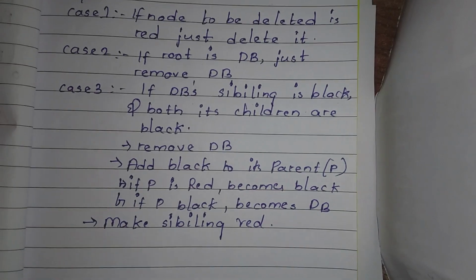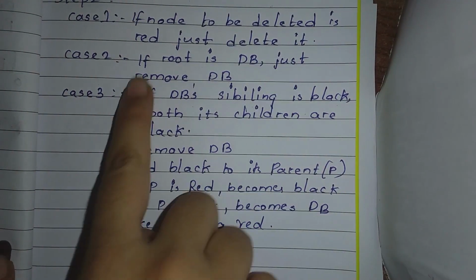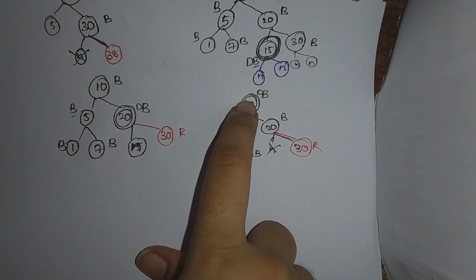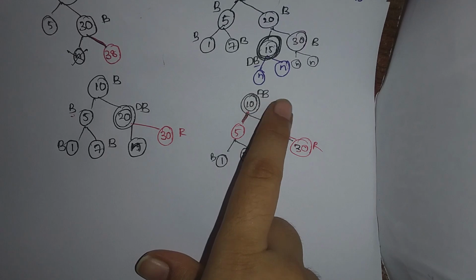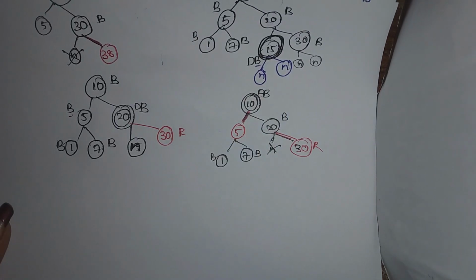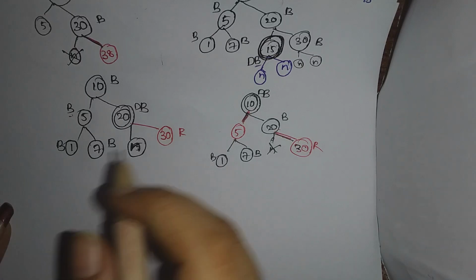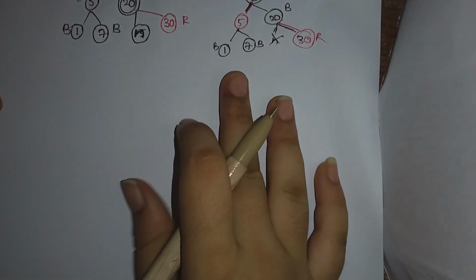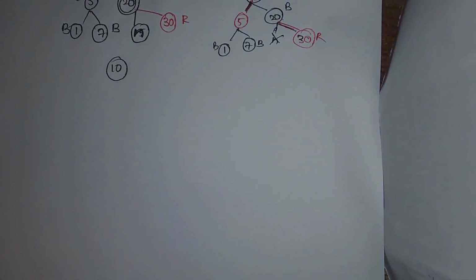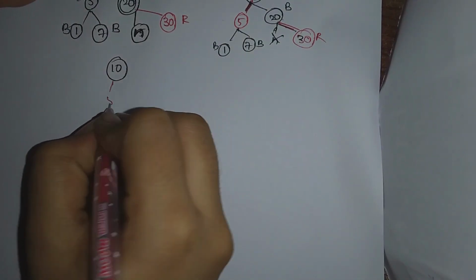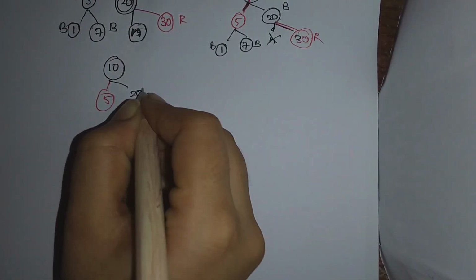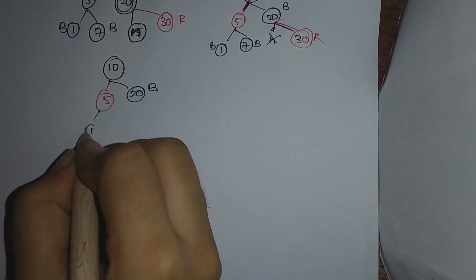So the root node is double black. Just remove the double black. So the double black is in the root node, so we just delete this double black and make it single black. After deleting the double black in the root, the final answer is this.